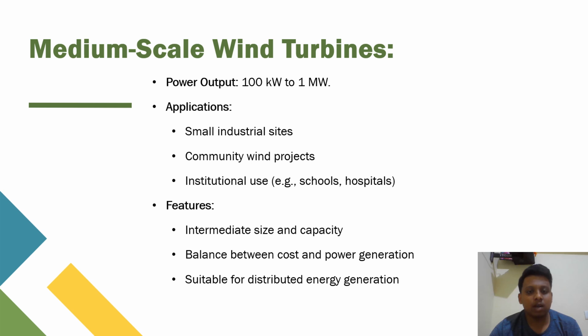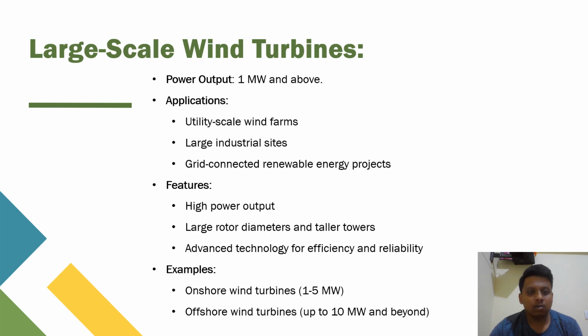Power output is 100 kilowatts to 1 megawatt. Applications: small industrial sites, commercial wind projects, institutions like schools and hospitals. The main features are intermediate size and capacity, balance between cost and power generation, suitable for distributed energy generation. Now let us look into the large scale wind turbines. The power output is 1 megawatt and above.